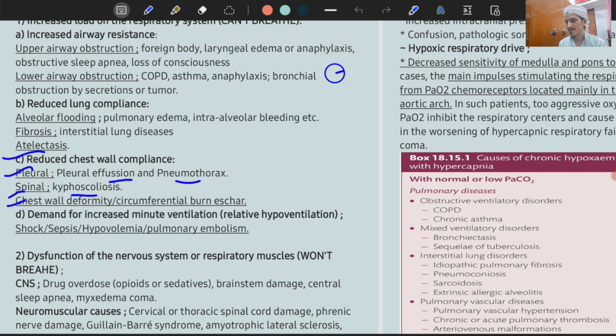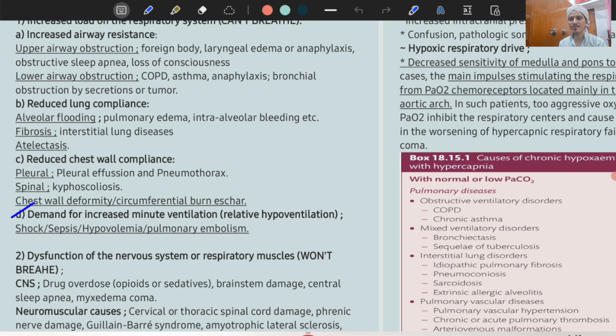So the spine is bended, lateral bending or forward bending of the spine. Scoliosis or kyphoscoliosis, both forward and lateral bending of the spine, will put load on the respiratory system because of impaired alignment. And chest wall deformity or some burn on the chest wall. There will be eschar. There will be fibrosis of the chest wall. So the chest wall can't expand.